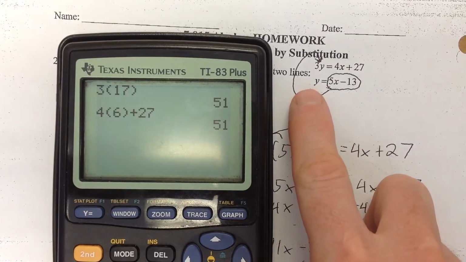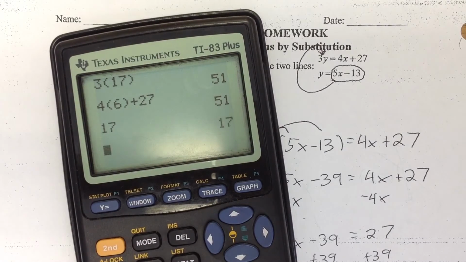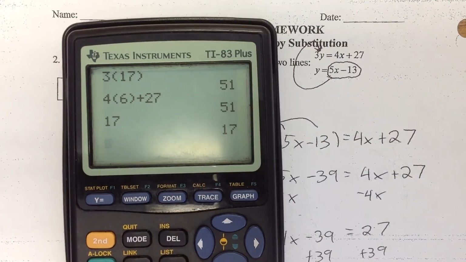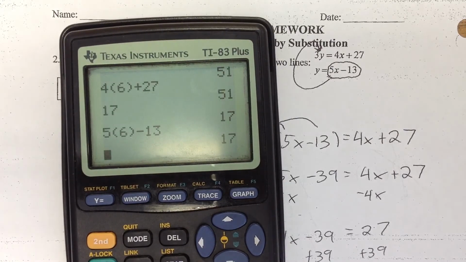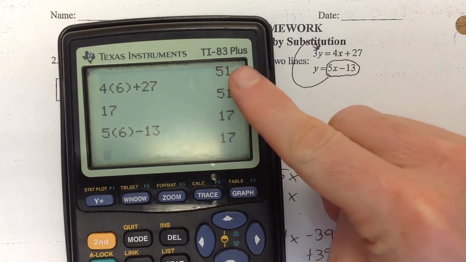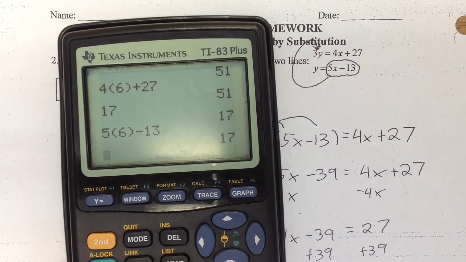On the second one, we have y. Well, y was just a 17. And then we have 5x minus 13. So 5 times 6 minus 13 is 17. So you're going to see they match for the first equation. They match for the second equation. So we are good. This checks out.